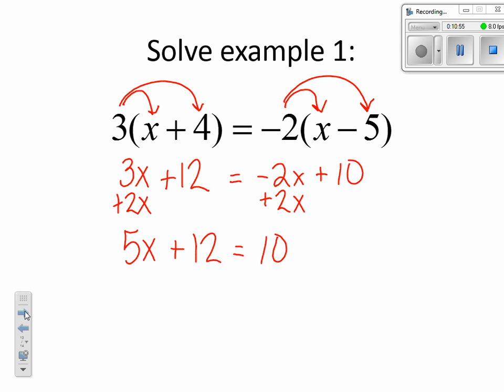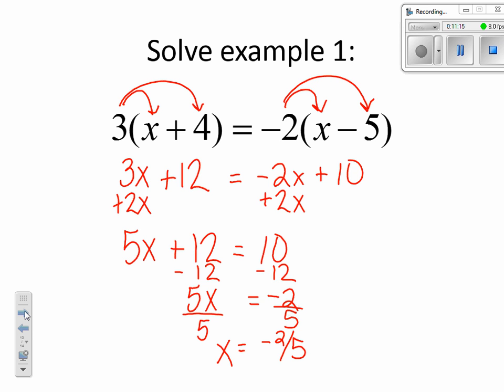Okay, continuing to solve. My x's are together now. Now I'm going to subtract 12. I have 5x equals negative 2. And then last but not least, I'm going to divide by 5. So my answer is x equals negative 2/5. In Algebra 2, quite often we're going to leave our answers in fraction form. So do not feel that you have to write that as a decimal answer.